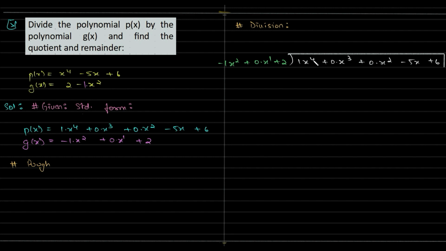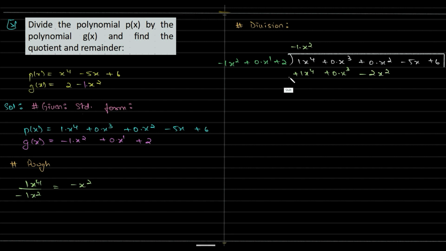So we have 1x to the power of 4 divided by minus 1x square. If you want to do it in the rough space, we can always do so. Plus divided by minus is minus, and this results in minus x square. So minus x square times all of this will give you plus 1x to the power of 4, 0 into something is 0 itself, and plus of minus is minus, 2 into 1 is 2x square.